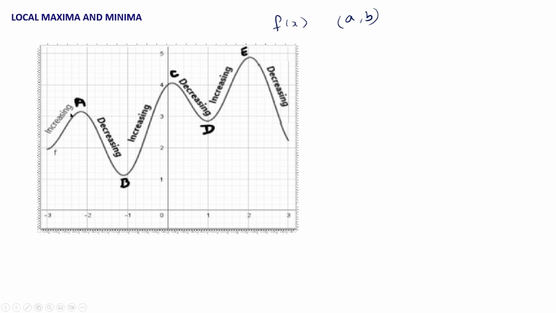So these points A, C, E are called the points of local maxima. And the values of f of x at these points are called local maximum values. Similarly, B, D are called points of local minima.